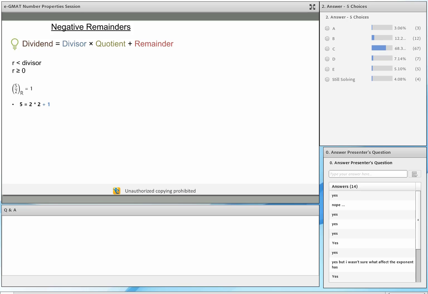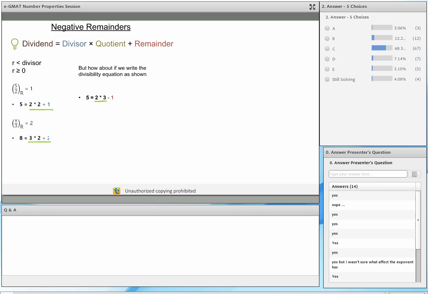Okay, so let's consider this. Let me explain this to you. When you say 5 divided by 2, you can write this down as 5 is 2 times 2 plus 1. Likewise, 8 divided by 3, you can write this down as 3 times 2 plus 2. Okay. But let's say we wrote the divisibility equation for 5 and 2 as 5 is equal to 2 times 3 minus 1. That will also work, right?